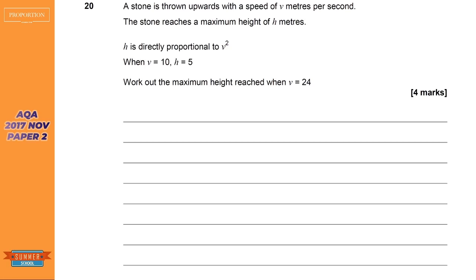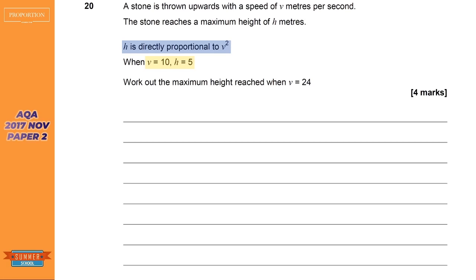Moving on to AQA, very similar question. It looks different because there's no table, but we still have the information about how the two letters are related, and we still have the values at one of the points on, say if we drew a graph of it, one of the points on the graph.